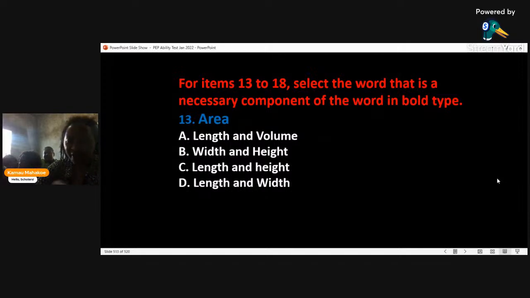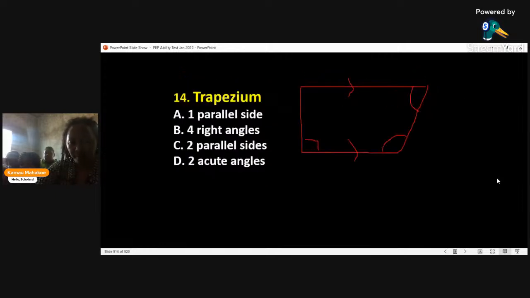For it to be area, we must have what and what? Length and width. Or length and breadth. Wait, Miss Oswald is here. Width and length, and also length and width.